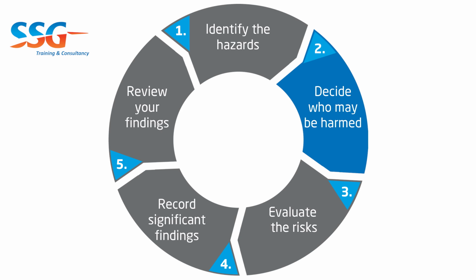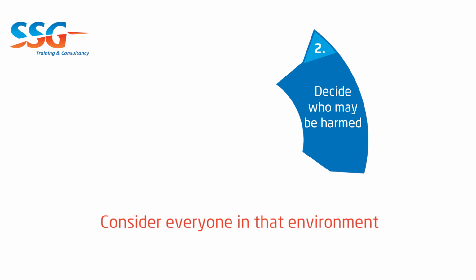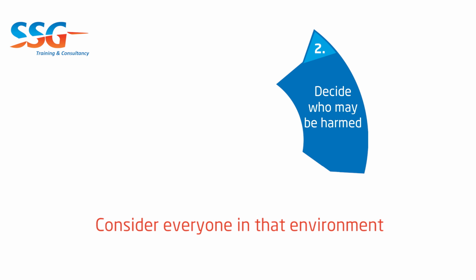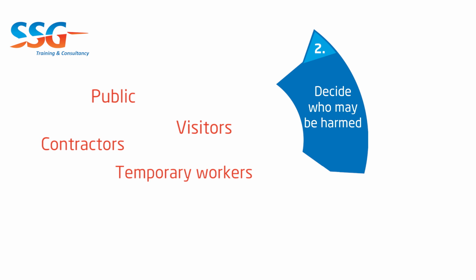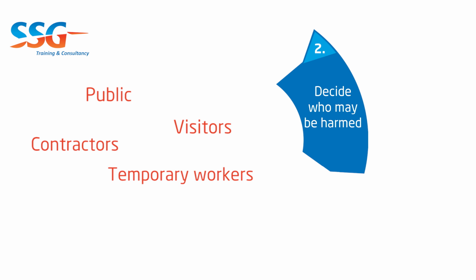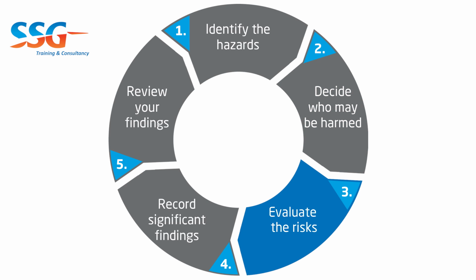Step 2, decide who may be harmed. It's important that you consider everyone in that environment, including those not directly involved with the work activity, people like the public or visitors. You also need to consider contractors, temporary workers, and those with specific requirements, new or expectant mothers and young persons.